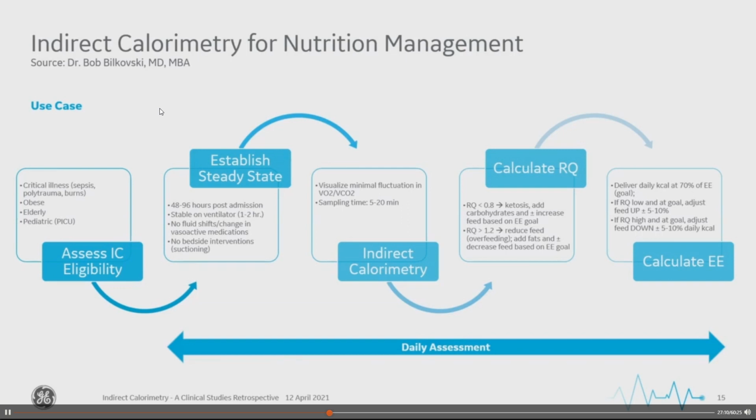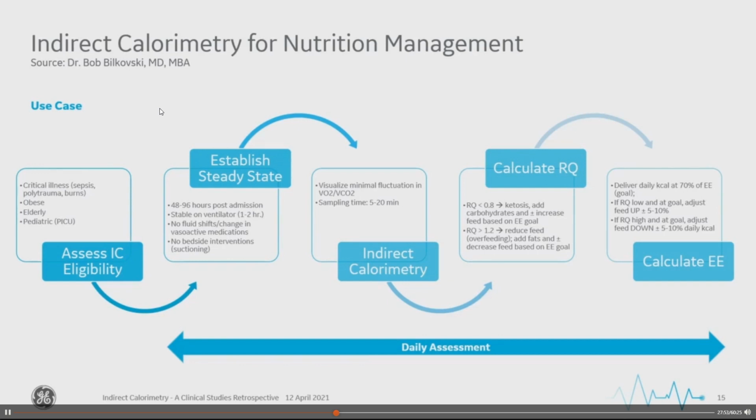Like I said, sampling times of 5 to 20 minutes. 20 minutes is better because you're eliminating more noise, and then from there you extract the information, the VCO2 and VO2, to get your RQ. If the RQ is less than 0.8, typically you are underfeeding the patient. The patient may have other issues present, such as ketosis. If the patient has an RQ greater than 1.2, it is suggested that you are overfeeding, so you'd like to tailor or trim down the total caloric intake, and then you also may want to reevaluate the balance between carbohydrates and fats in terms of their nutritional support.